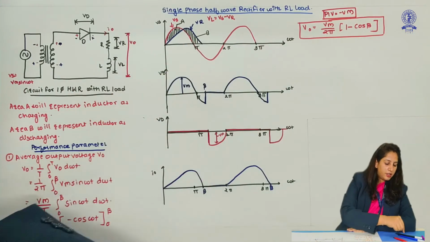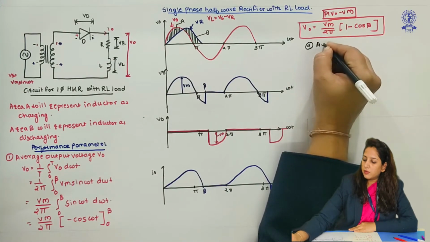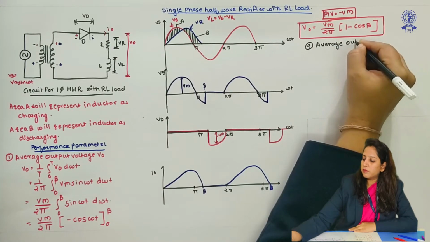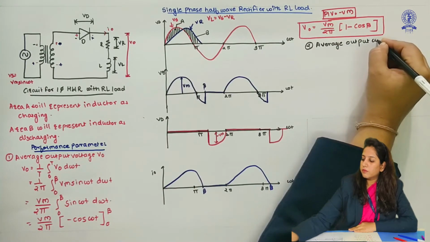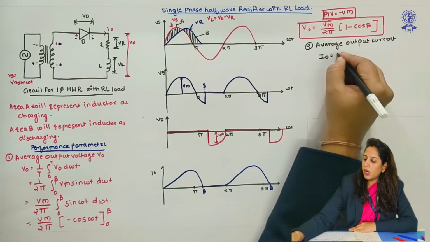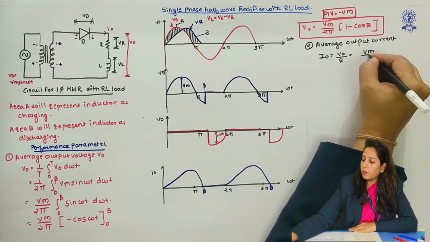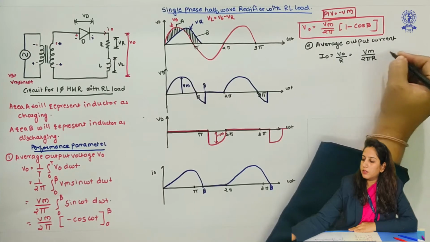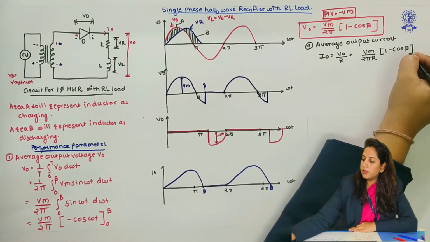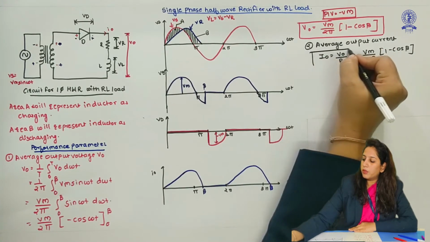Similarly, for average output current, IO is equal to average output voltage upon resistance, which is equal to Vm upon 2 pi R times (1 minus cos beta). I have just put in this value of VO, the average output voltage.